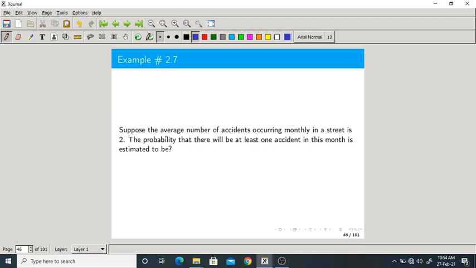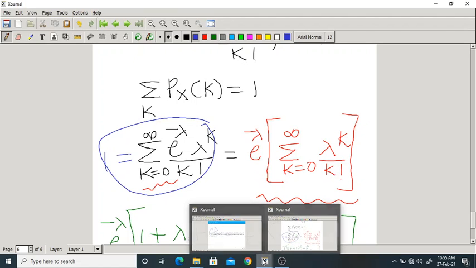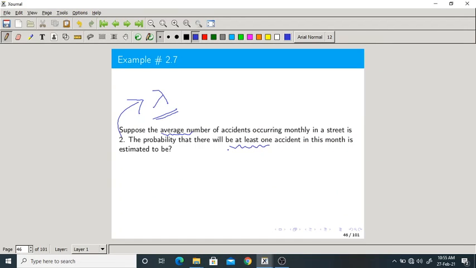Now, suppose the average number of accidents occurring monthly in a street is 2. Okay. Average means you just try to understand. So what is given in the question is lambda. The probability that there will be at least one accident in this month. Now here, we model this as a Poisson random variable. Otherwise, read the question properly. Suppose the average number of accidents occurring monthly in a street is 2. The probability that there will be at least one accident in this month is estimated to be.